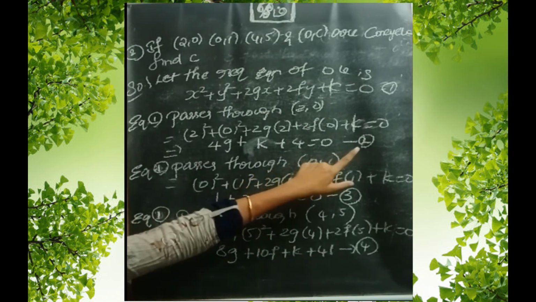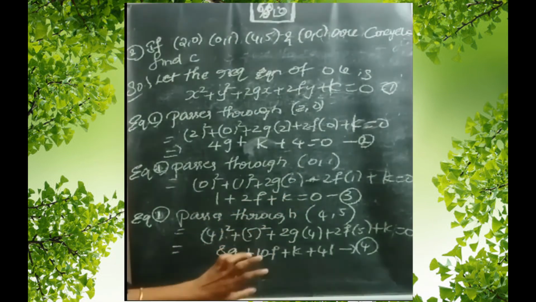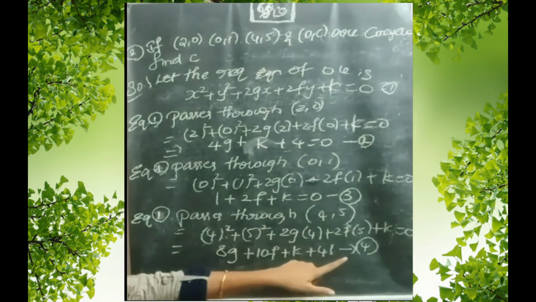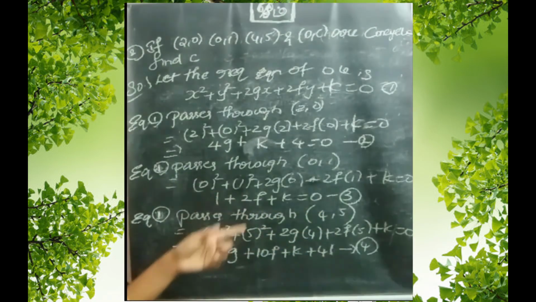Now we have got the second equation, third equation and fourth equation. Now we have to equate 2 and 3 and find the fifth equation, and equate 3 and 4 and get the sixth equation.